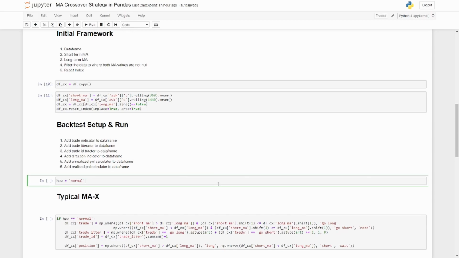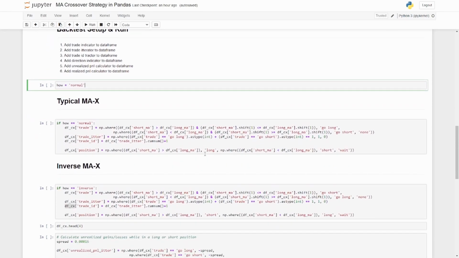So first things first, I have this variable, which is how, and this just says, how is this MA crossover going to work? I have it set to normal. Now, what this means is, we'll just scroll down real fast. We can do normal, which is that when the short goes above the long, then we trade long, and when the short goes below the long, we trade short. We can also do inverse, which means if the short goes above the long, we're actually going to short because we think that the short is going to have a tendency to return to the long, right?